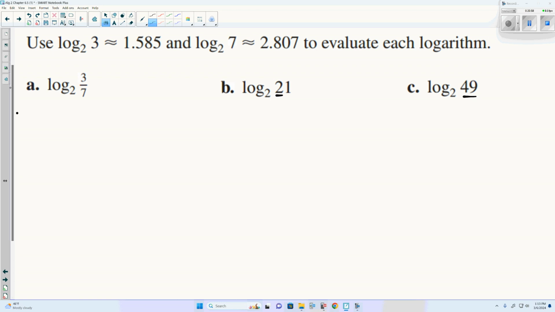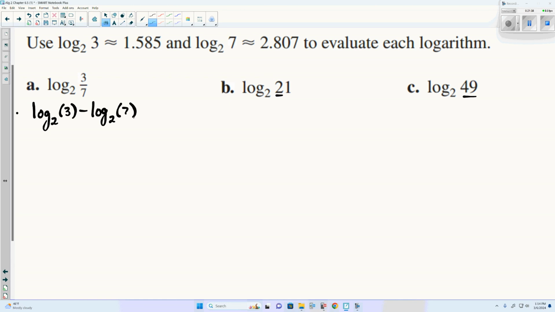Now our first one, log base 2 of 3 divided by 7. That would be our quotient, yes? And by the quotient property, it's telling us that this is log base 2 of 3 minus log base 2 of 7. Questions on part A so far? So we're good with going from log base 2 of 3 over 7 to log base 2 of 3 minus log base 2 of 7, yes?